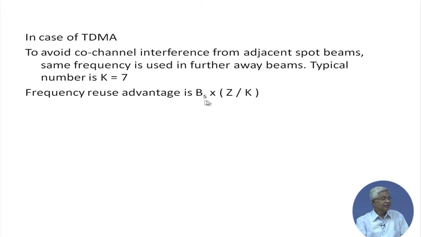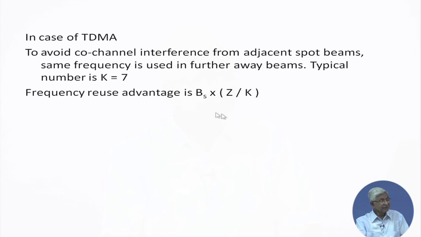So frequency reuse advantage: you get BS used Z by K times, Z by K times the frequency can be reused. That is, the virtual bandwidth is increased by Z by K times of BS. If it was one single spot, one single beam, then only bandwidth BS could have been used. Now, since we have reused the frequency, Z by K times the BS is used, quite a good advantage.